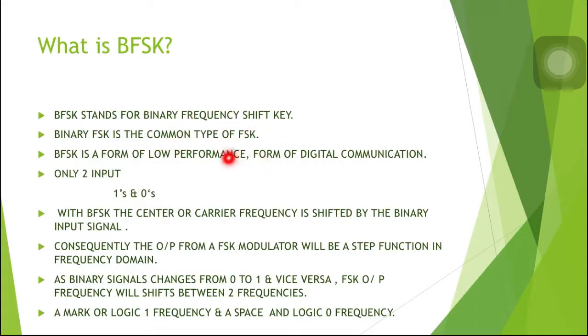So it has only two inputs. As we said earlier, binary means it will have two inputs: ones and zeros. So where will we give this input? With BFSK, the carrier frequency is shifted by the binary input signal. When we give this input signal, ones and zeros, the carrier frequency gets shifted. That is what we need to understand.